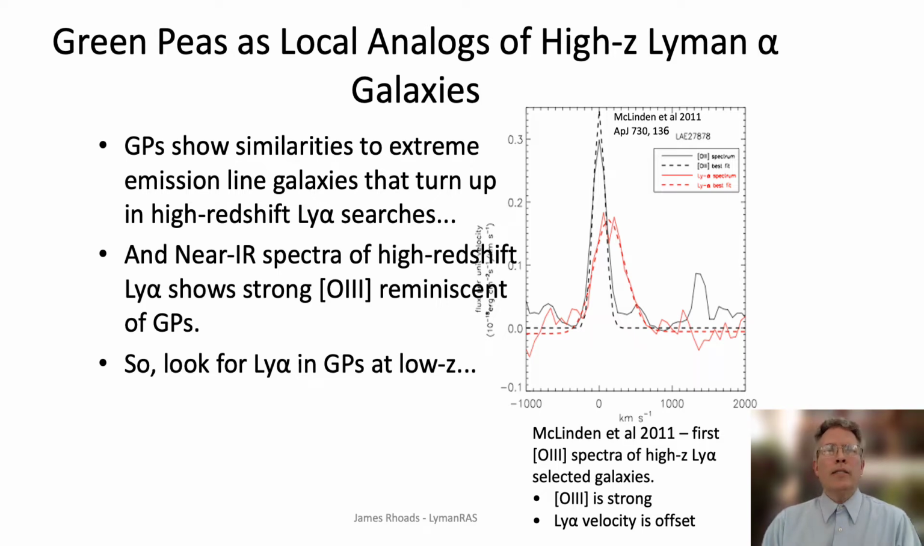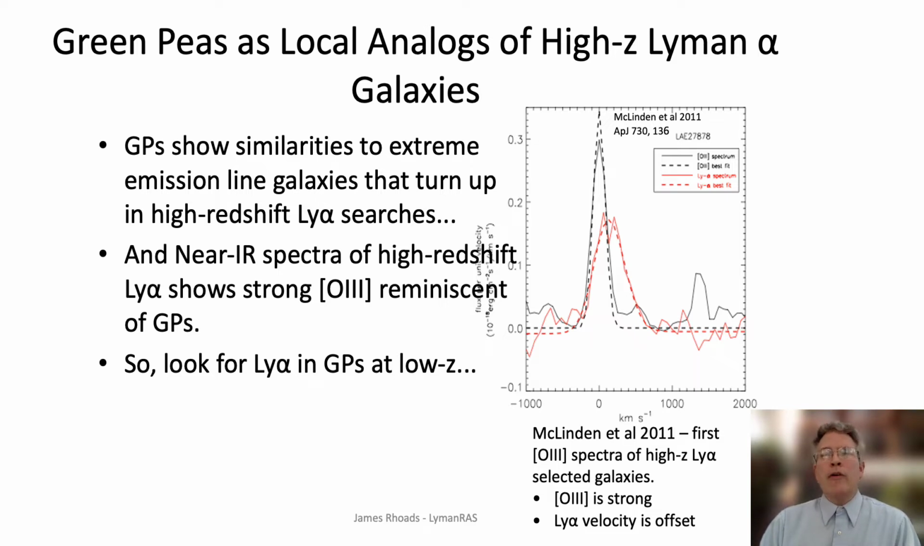Now, I and Sangeeta Malhotra became interested in green peas basically through our work on high redshift Lyman alpha emitters. The green peas show similarities to a couple of things. They show similarities first to the extreme emission line galaxies that you find as foreground objects when you're looking for Lyman alpha in a narrowband search. So the first time I saw a spectrum in my own data that looked most like a green pea was our very first spectra from the LALA project, and one of the objects that turned out to be a foreground emitter had this booming oxygen-3 line at a redshift of 0.3.